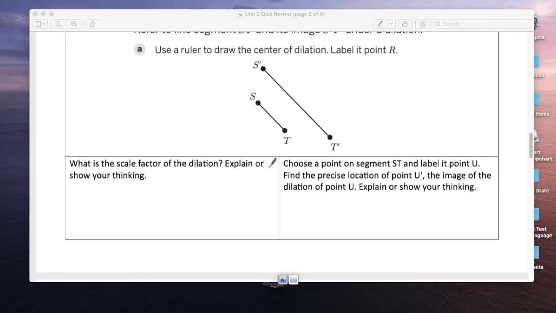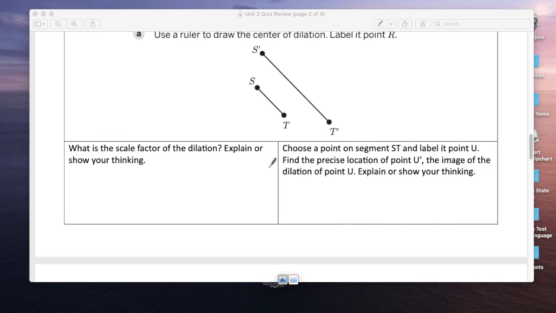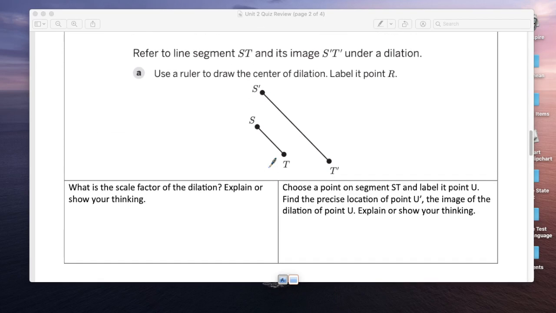What is the scale factor of the dilation? Explain or show your thinking. I just did that. Choose a point on segment ST and label it U. Find the precise location of U. The image of the dilation is. Oh man, I missed that.